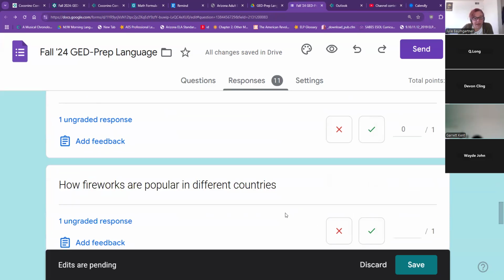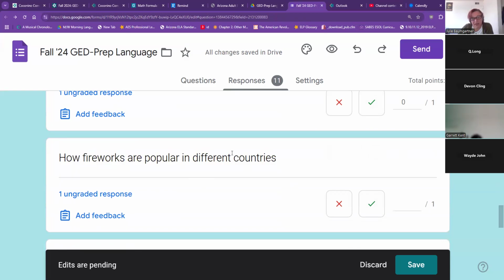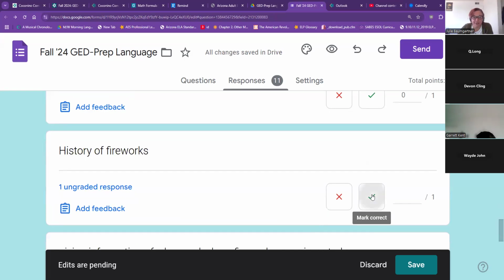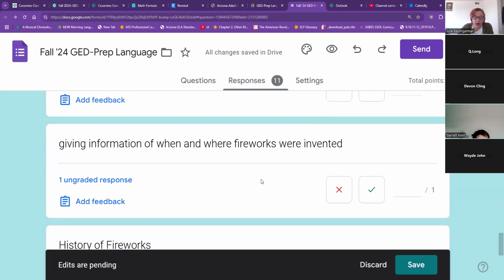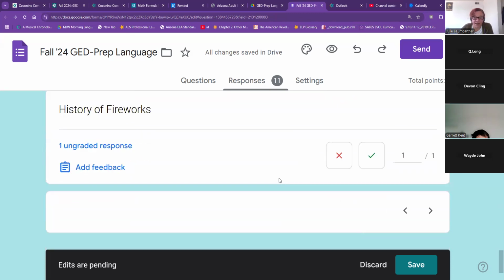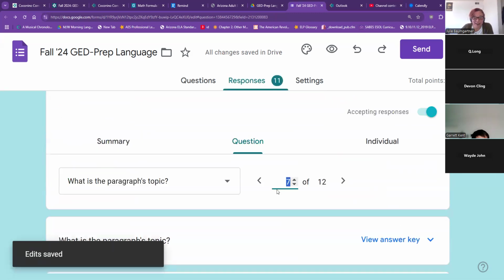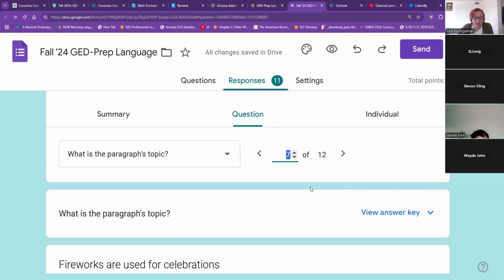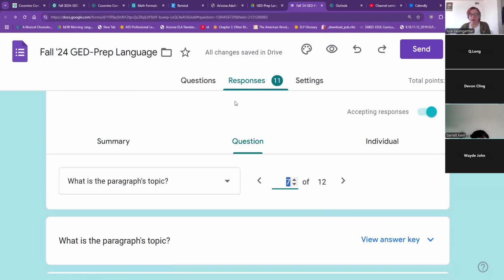No worries though. Okay. I mean, we get China and we get England. It's not necessarily about their popularity, right? That's not the focus of the paragraph. So I would say that's probably not the best way to phrase the topic. This one, history, is good. When and where they were invented is good. History, like I said, I couldn't anticipate every answer. But hopefully you guys see why that would be the best answer.